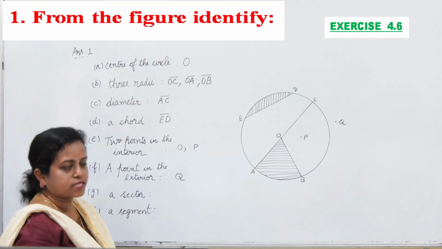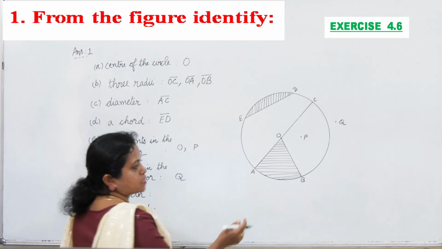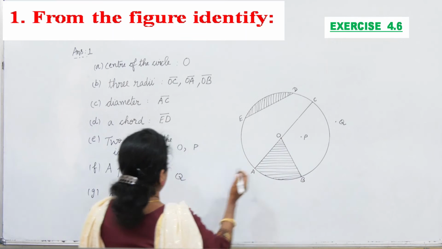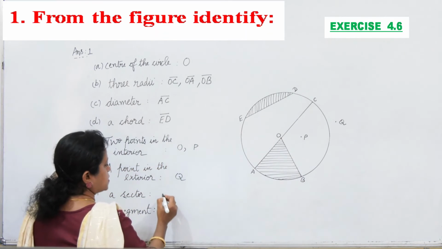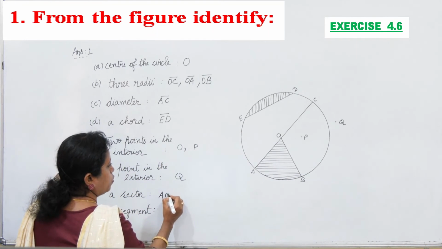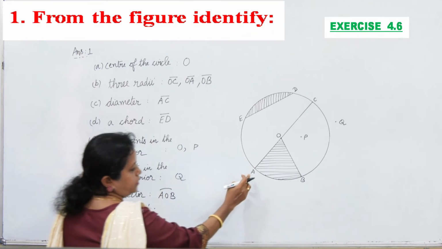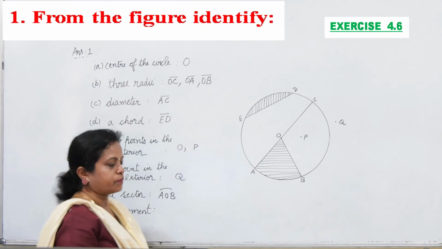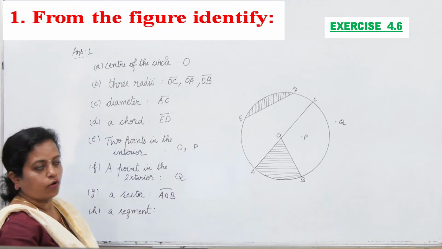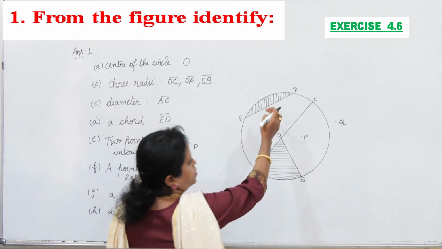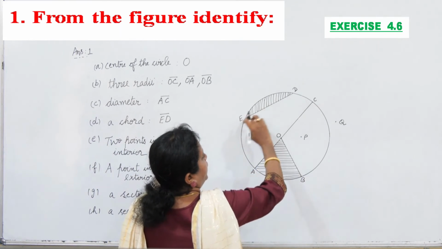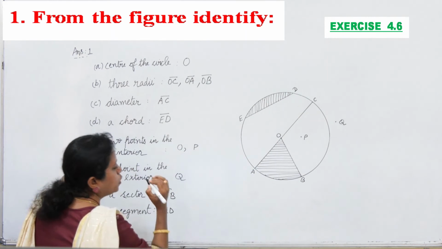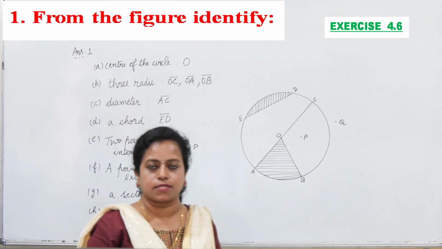You have to name a sector from this figure. Remember what is a sector? It is the area which is enclosed between an arc and two radii. So here this shaded part is the sector, that is the sector AOB, between the arc AB and radii OA and OB. And the last part, the segment of the given circle. Segment is the region between the chord and the arc of a circle. So here the shaded part ED refers to the segment of the given circle.